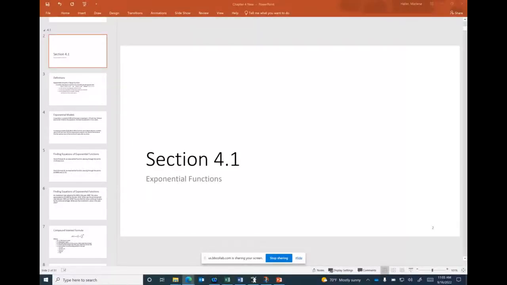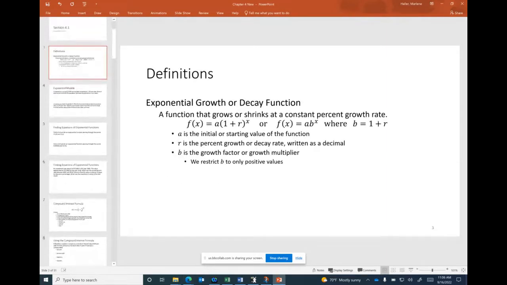Hello, this is the lecture for section 4.1, exponential functions. Let's begin with a definition.